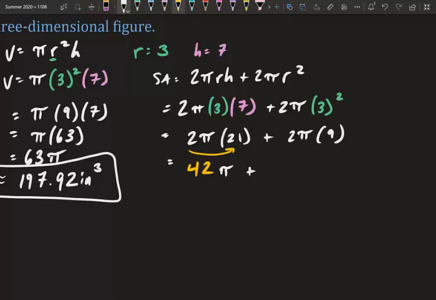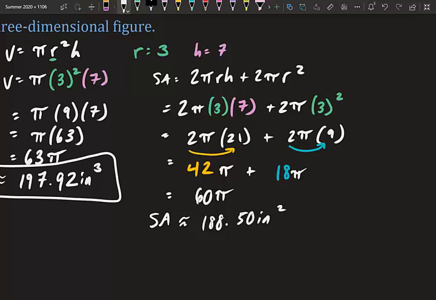Plus, and then I'm going to multiply these two numbers together to get 2 times 9, which is 18 pi. Combine like terms, so 42 pi plus 18 pi is 60 pi. And we get surface area is approximately 188.50 inches squared.